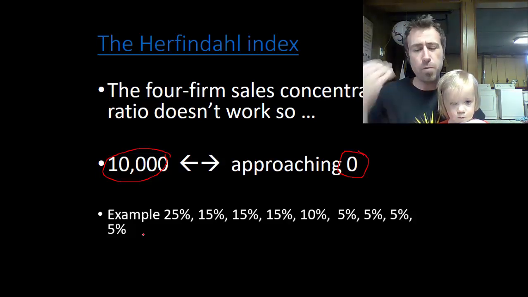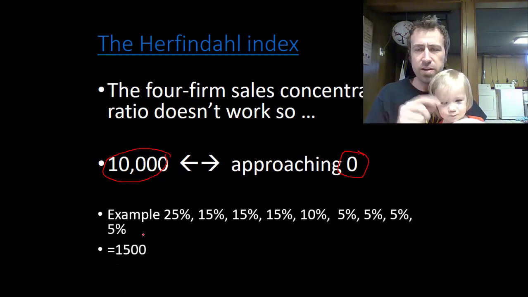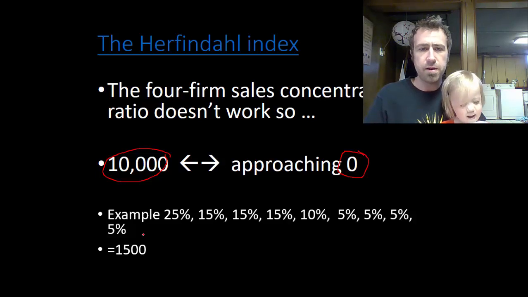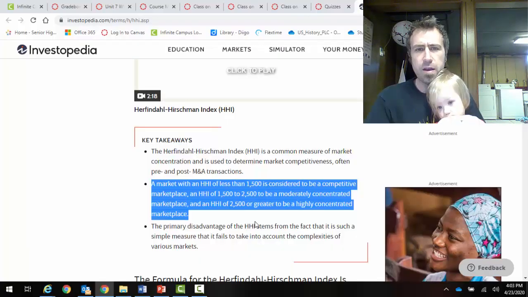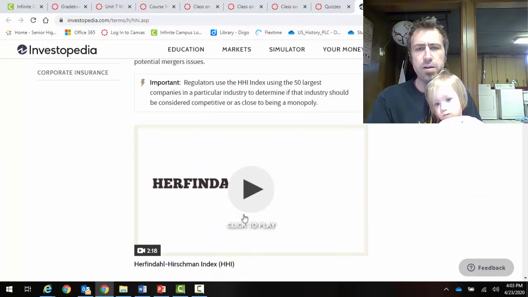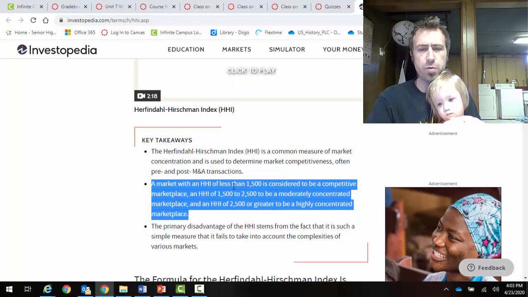All right, so hopefully you've done it. Here's your answer. The answer is 1,500. So does that sound like a number that's closer to monopoly or closer to pure competition? Well, if you click on this link at the top of the screen, you'll go to Investopedia. And here at Investopedia, there is a video explaining it. Again, it goes into lots of detail. But basically right here is what we want to look at.